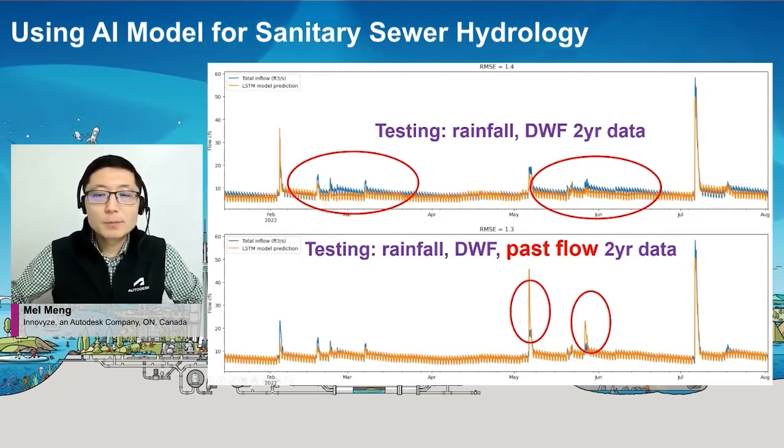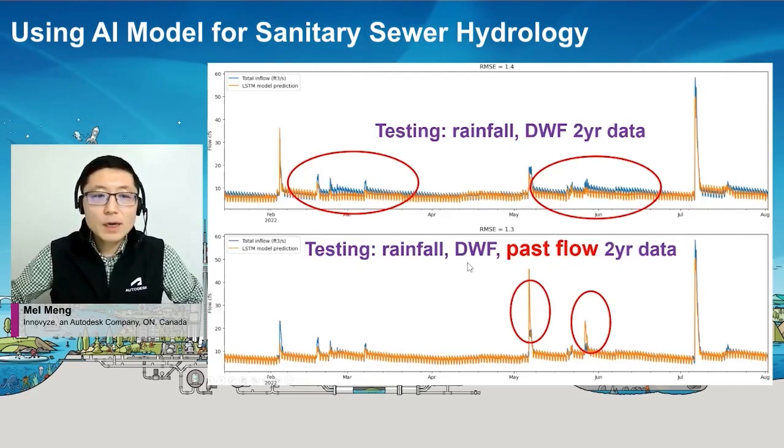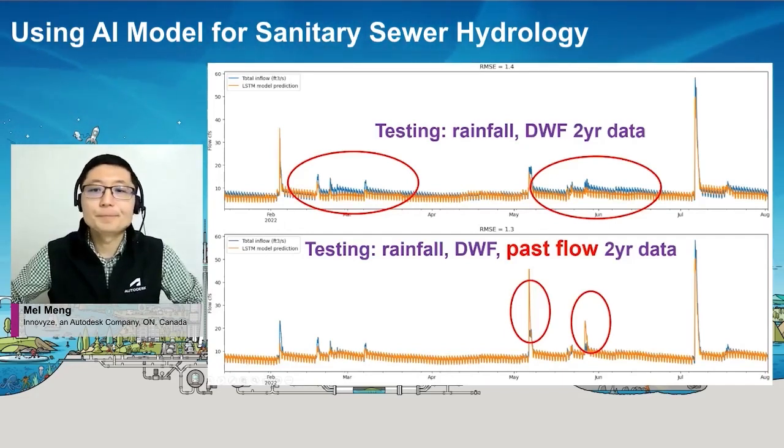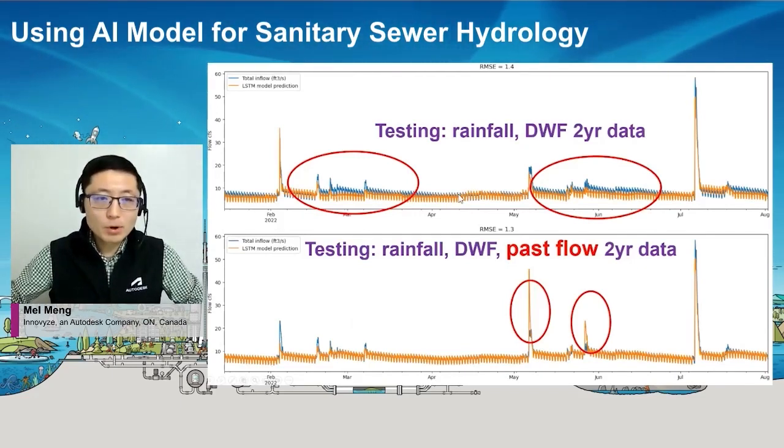Let's look at the picture down here. For this one, after adding the dry weather flow, I added a third input: the past flow from a day before. You can see here a definite huge improvement on the groundwater during the dry weather conditions. But when it rains, during the rain event, it's all over the place. It doesn't look that great. But at least you can see adding dry weather flow solved the downward pattern problem, and adding the past flow gives us a much better match for the groundwater infiltration ups and downs.